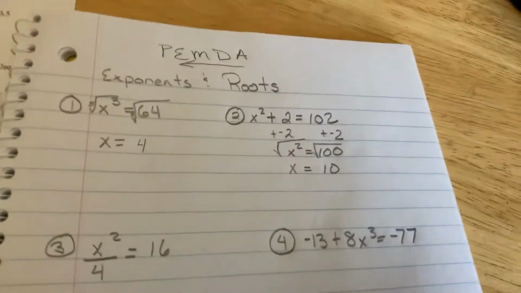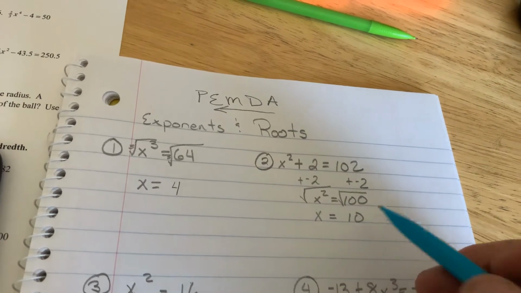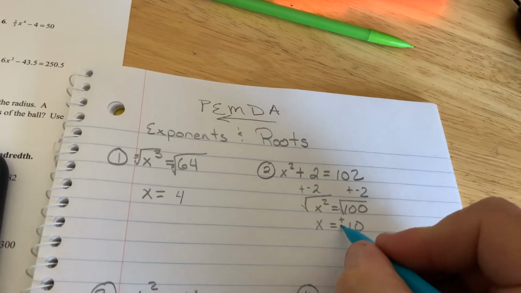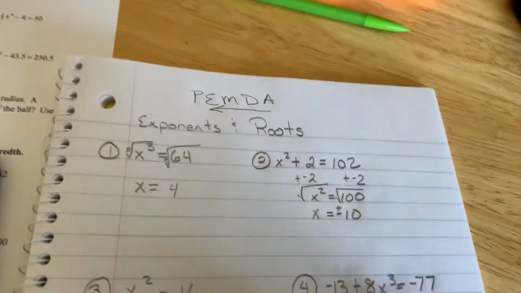Now, here's the thing though. Because this exponent is even, this 10 could be a positive or a negative. You've got to put that on your answer or it'll be marked wrong.